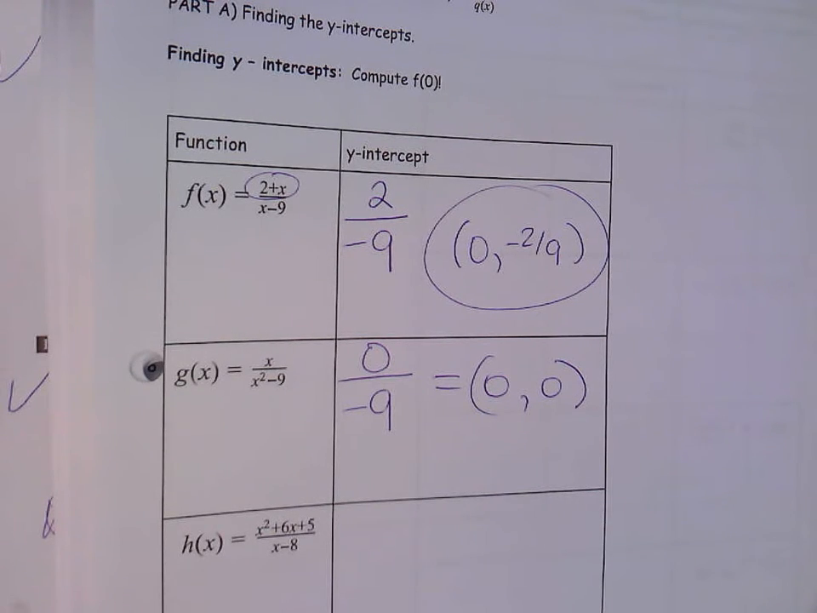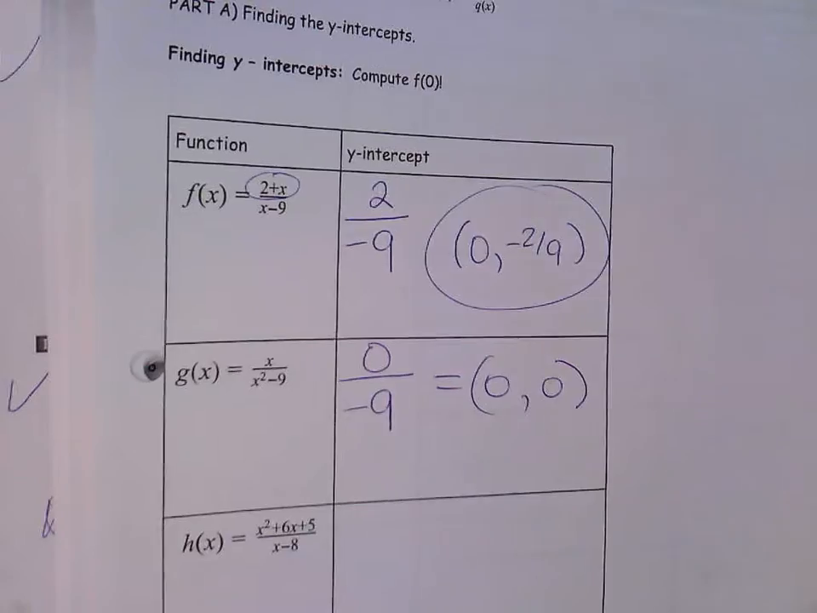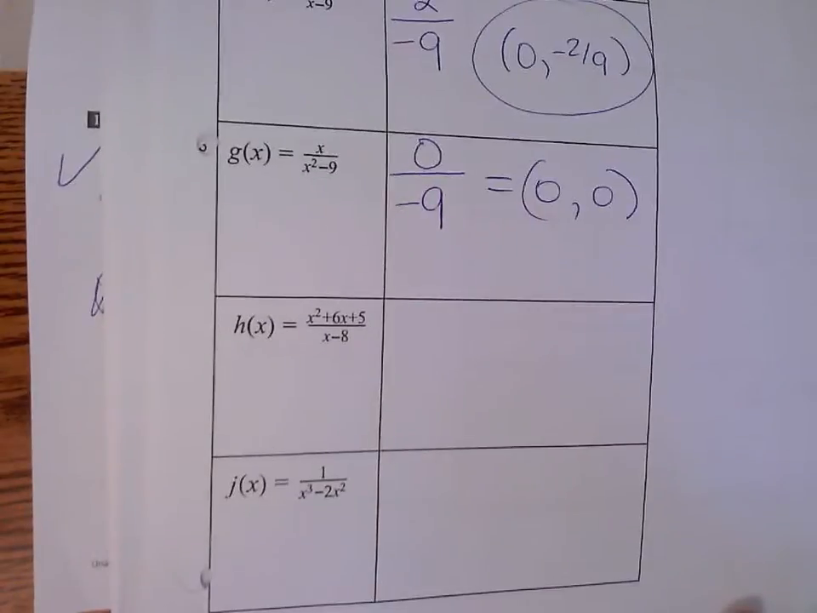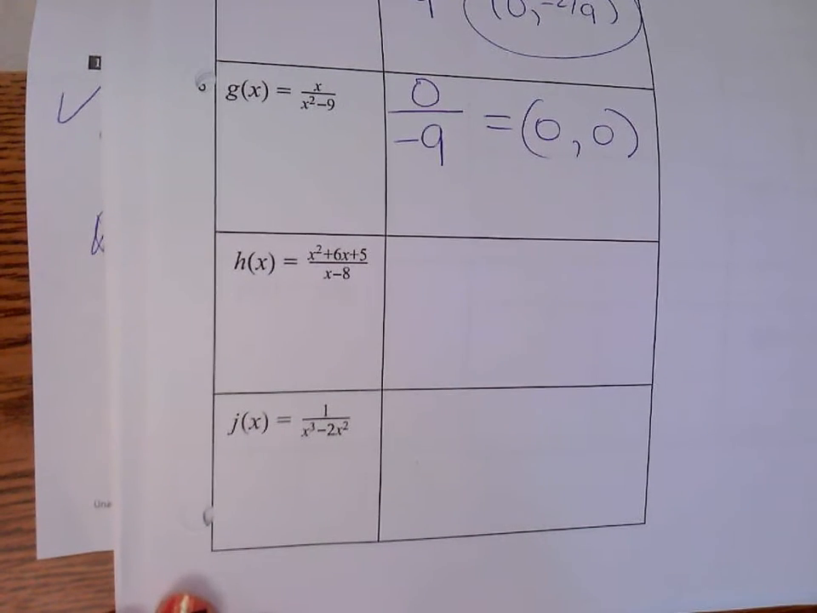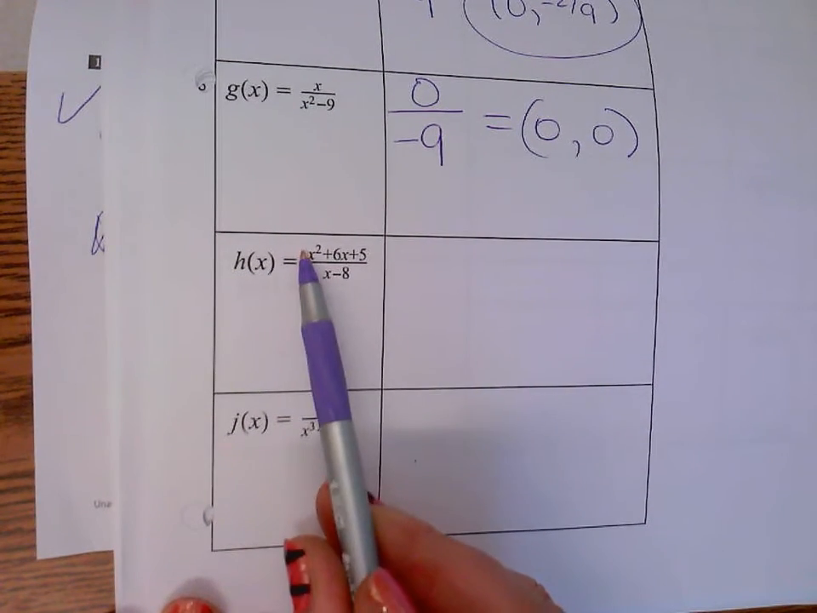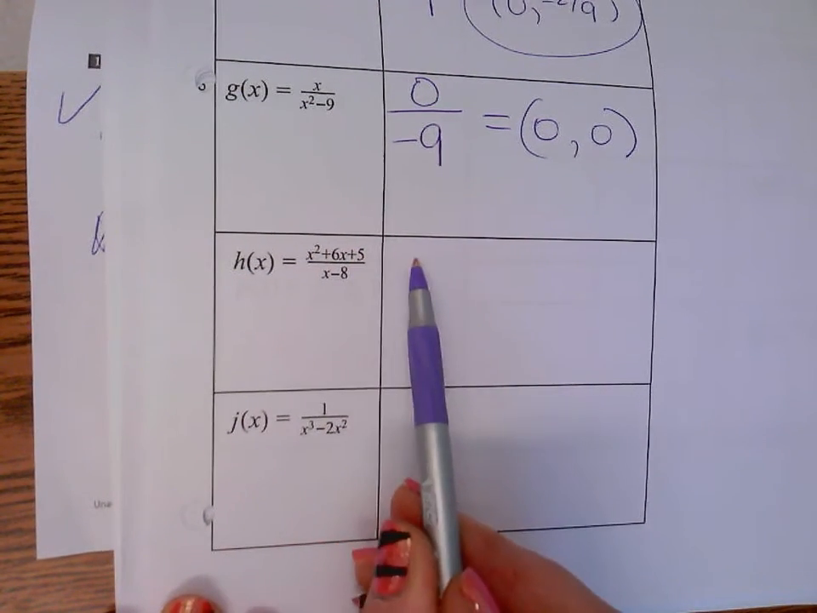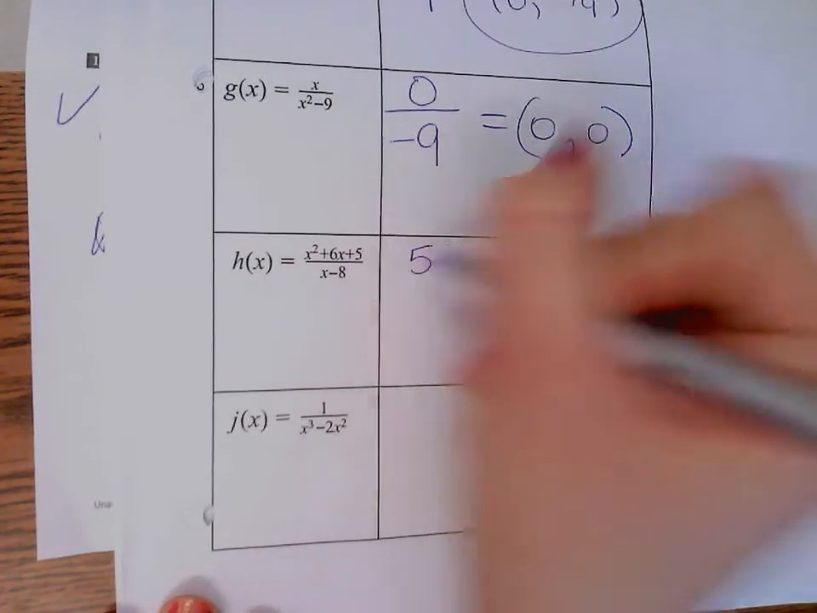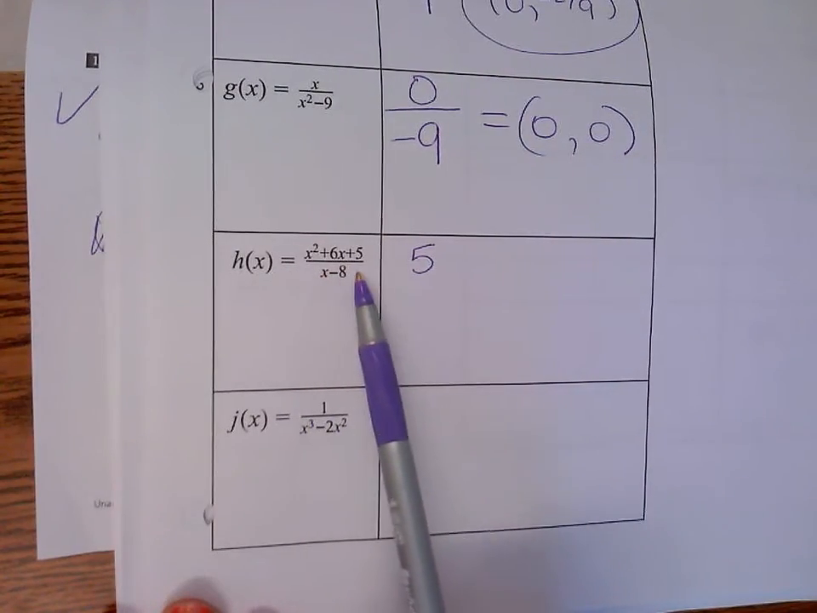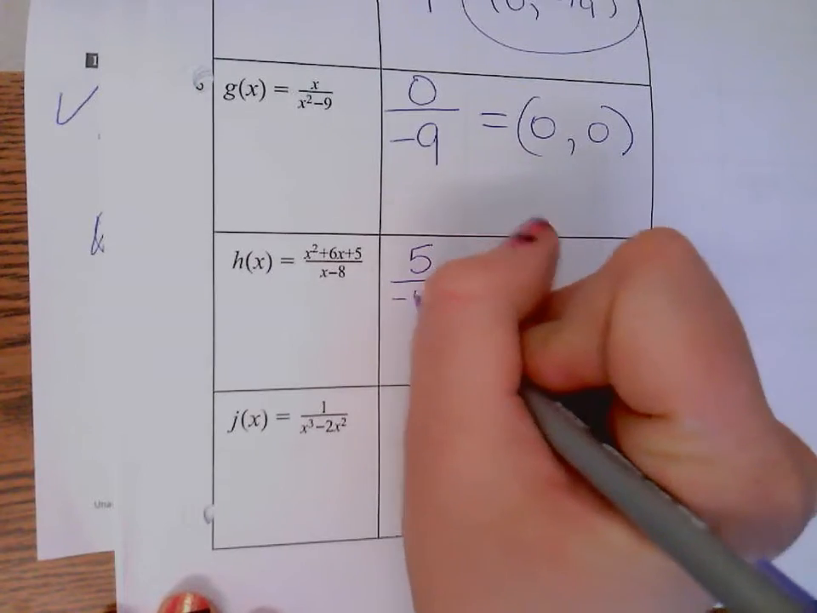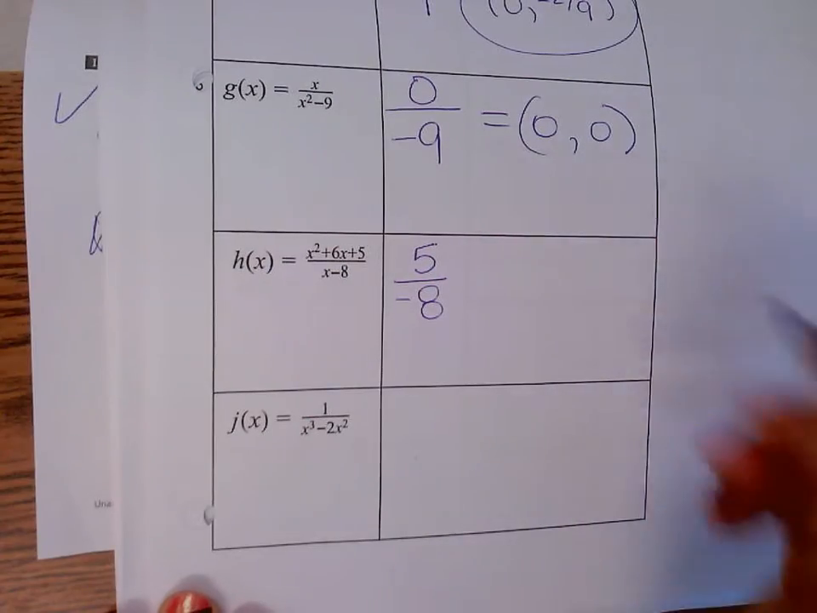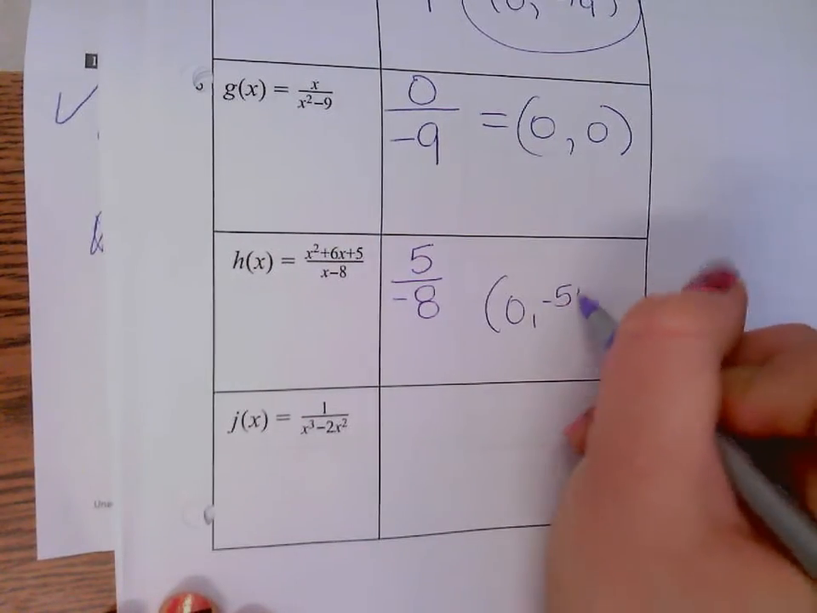All right. I guess this is practicing y and then the back is practicing x. Okay, we probably can do all these. So in h, what happens? Plug in 0 for all those x's and you end up with 5. Plug in 0 in the denominator and you end up with -8. So 0, -5/8 is your y-intercept.